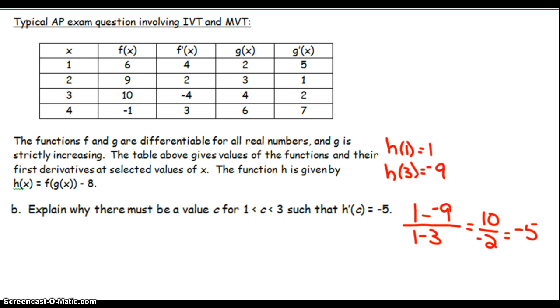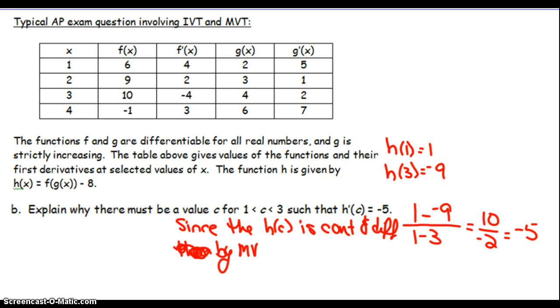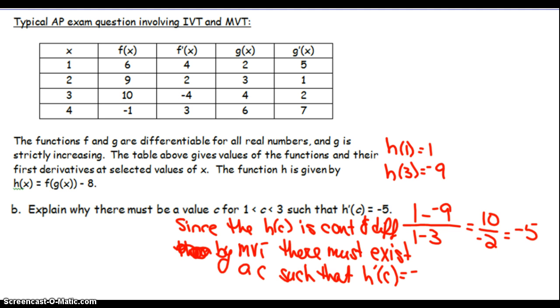And we can see at some point in there, there's going to be a slope of -5. So we state, okay, since h of c is continuous and differentiable, by MVT, there must exist a c such that h prime of c equals -5 by the slopes, or average velocity.